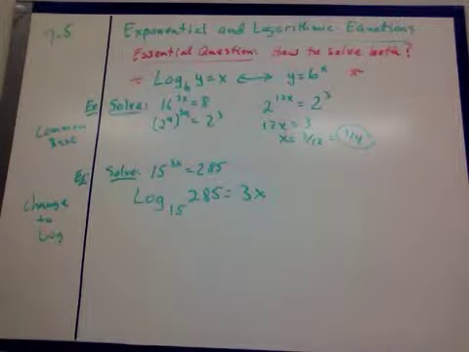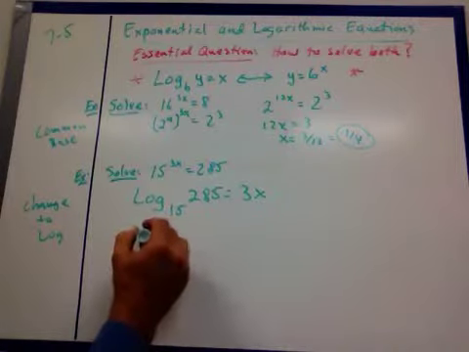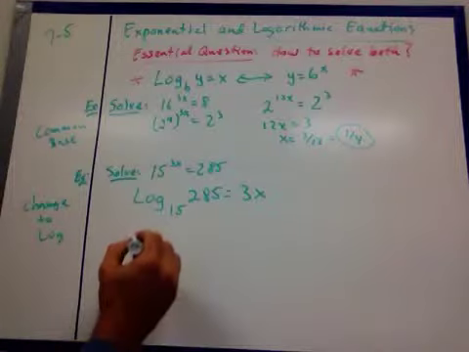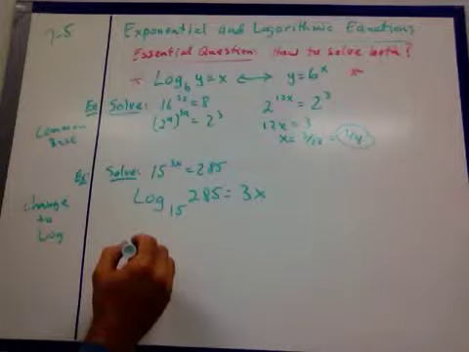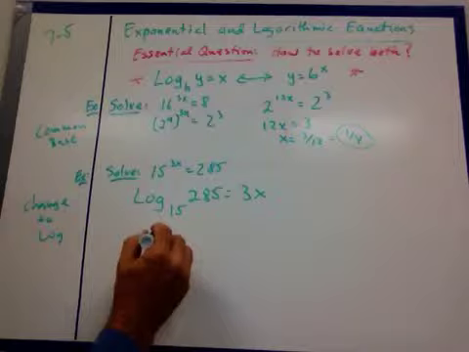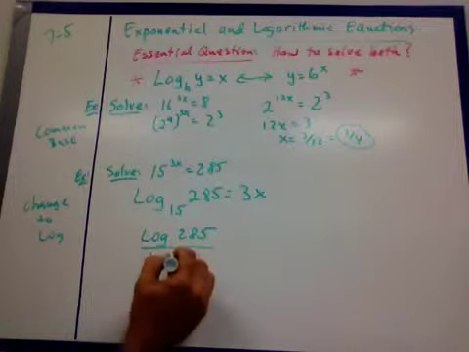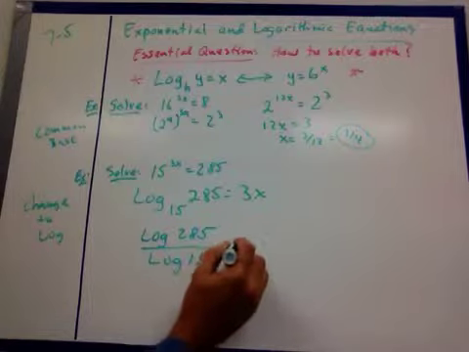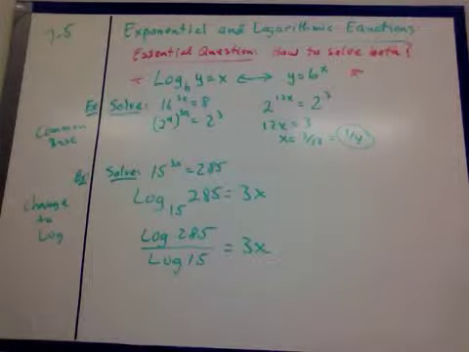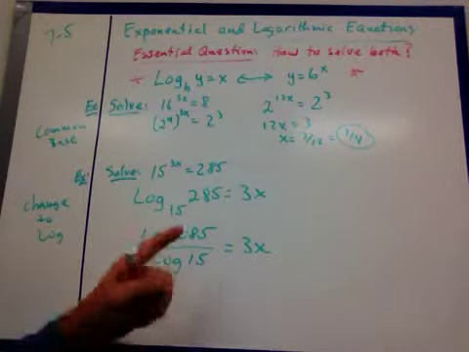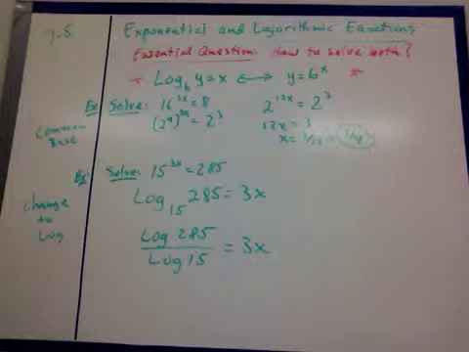Okay? So, you look at some of that and you're like, how in the world am I going to do that? Well, I can do change of base right here. I can write this as log of 285 over the log of 15 equals 3x. Whatever that ends up being, set it equal to 3x and divide the 3 out, and you got your x.